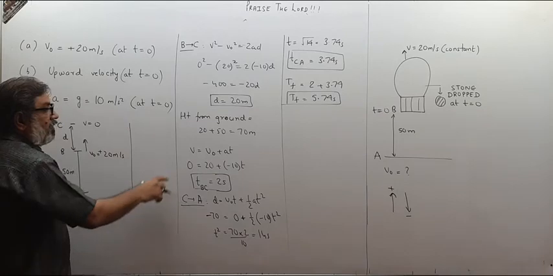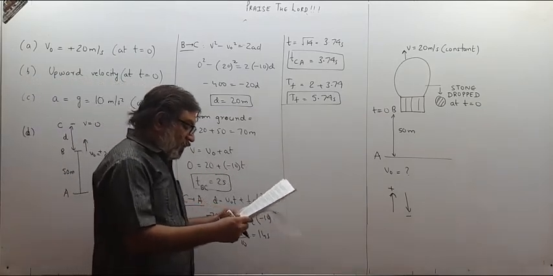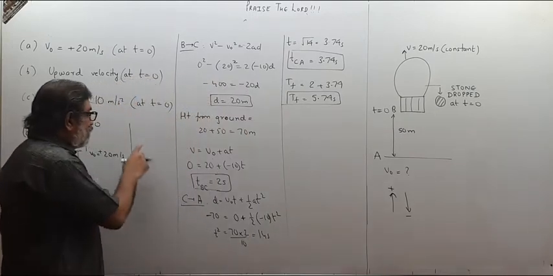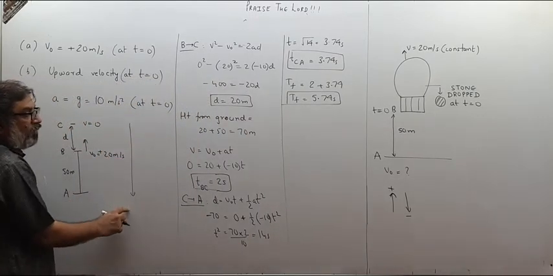What is the height of the stone from the ground when it has become stationary? What is the height from the ground? We found out 70 meter. Okay. What is the speed of the stone when it touches the ground? What is the speed when it comes over here? So again I go from C to A.